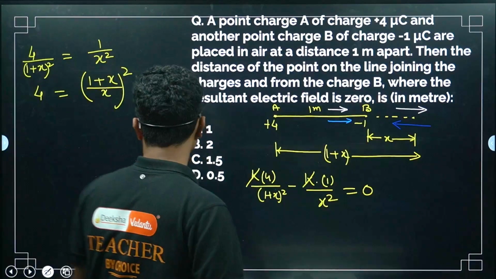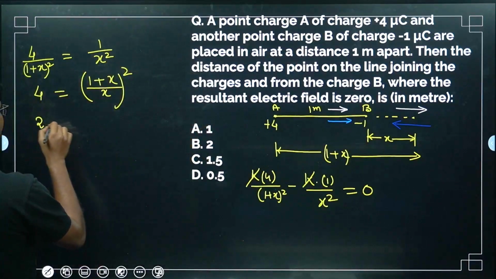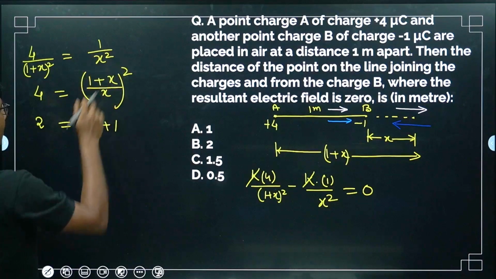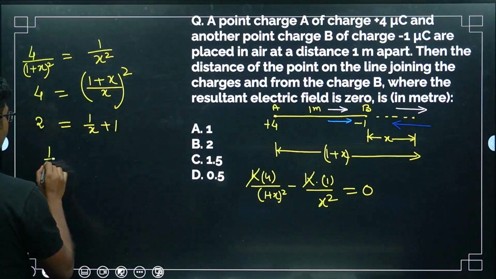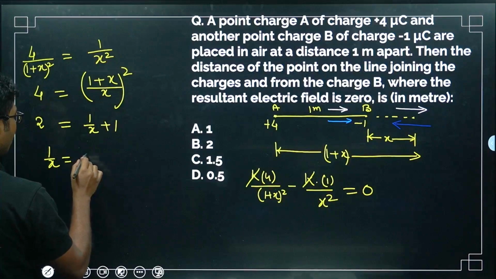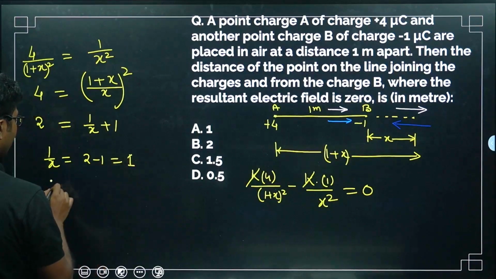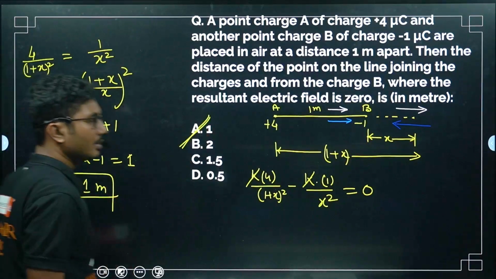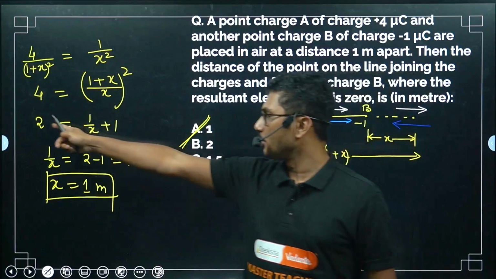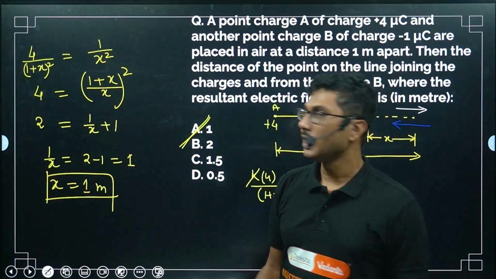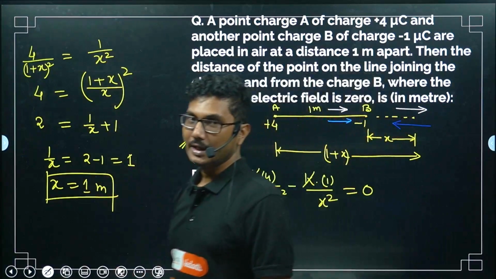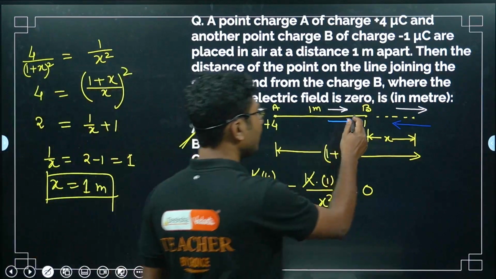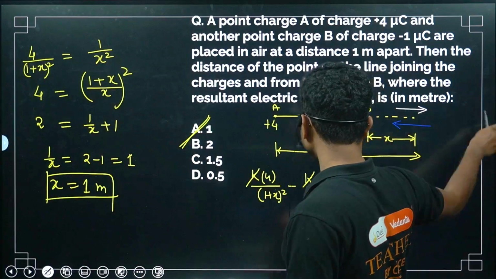We have already used this technique once; let's see if it will work. Taking the square root, 2 equals (1 plus x) by x, that is 1 by x plus 1. So 1 by x equals 2 minus 1, that is 1. So x equals 1 meter. So we found one answer. If you use minus 2, the distance will be negative, which is not possible; basically that would denote some point on the other side. So this is for the minus 1, near point B. The answer is 1 meter from this side.